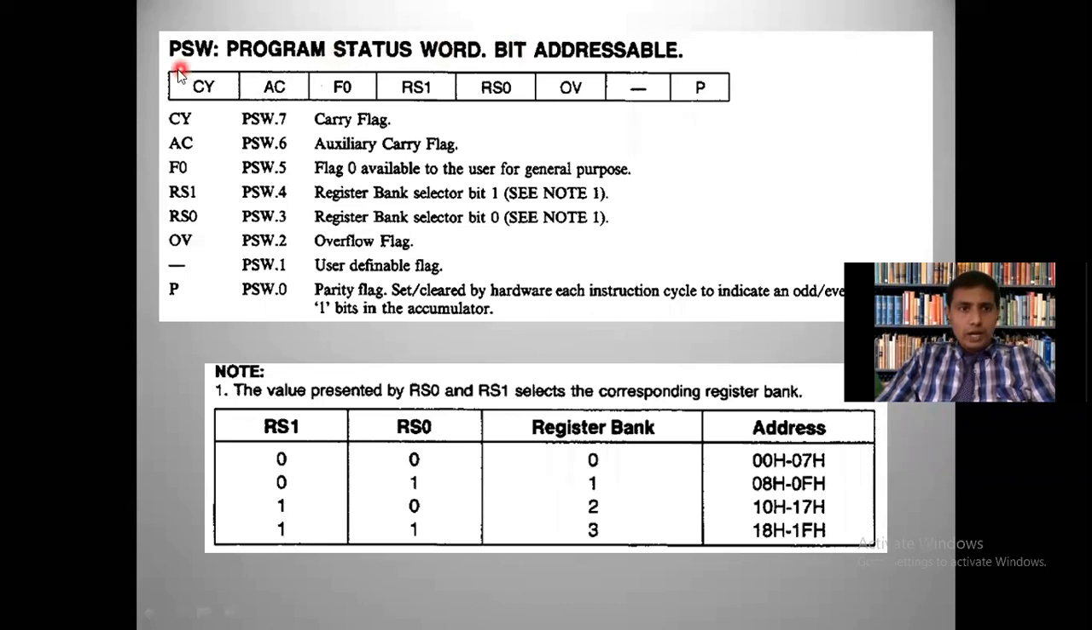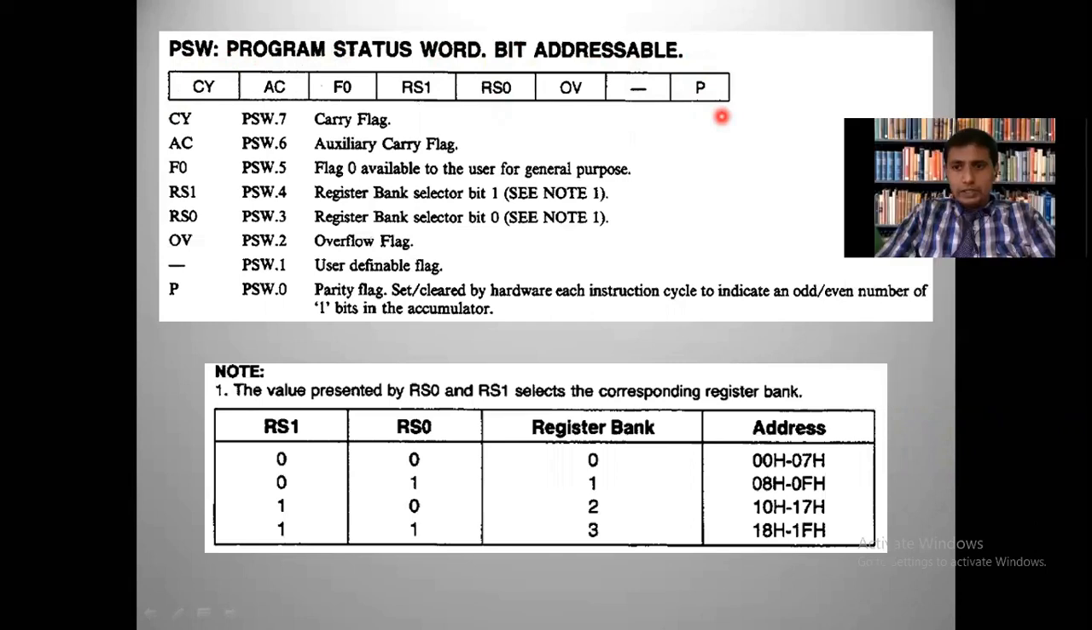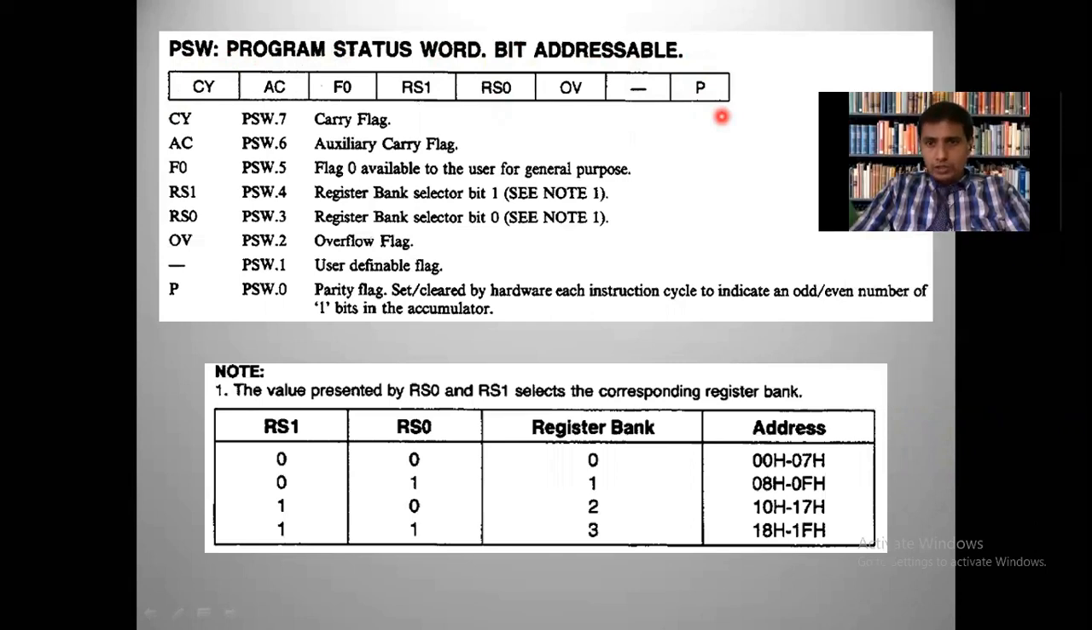Program status word, also called the flag register of the 8051. It is an 8-bit register. Assume this is the program status word: 0th bit, bit 1, bit 2, bit 3, bit 4, 5, 6, 7. Now let us see. First, D0 is the parity flag. Whenever the result contains an even number of ones, then the parity flag is set to 1.